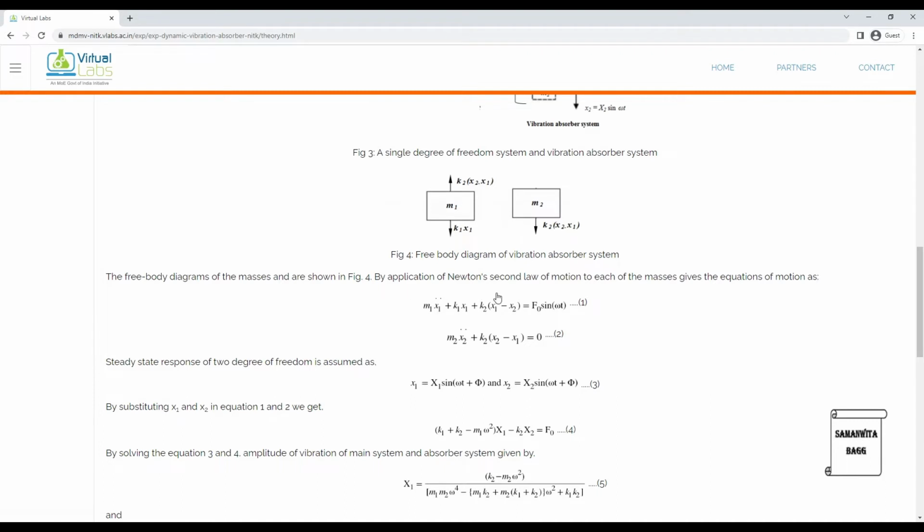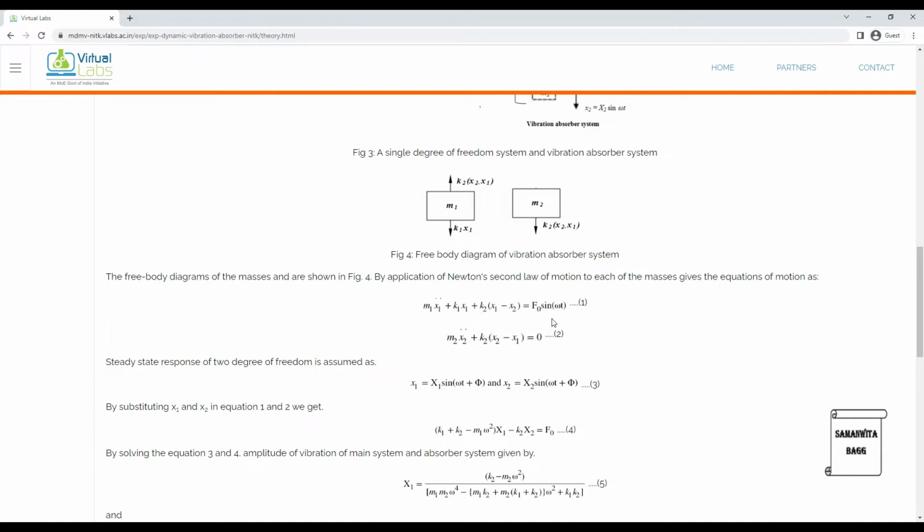By application of Newton's second law of motion to each of the masses, we get the equation of motion as m1 x1 double dot plus k1 x1 plus, for this body there is an effect of spring 2 also, so this comes into the picture, k2 times (x1 minus x2). x1 is its own displacement and x2 is the displacement of mass 2. Hence it is x1 minus x2. And this will be equated to F0 sin omega t because the main system was excited by a harmonic force F0 sin omega t.